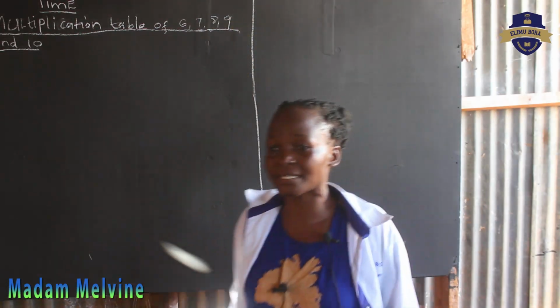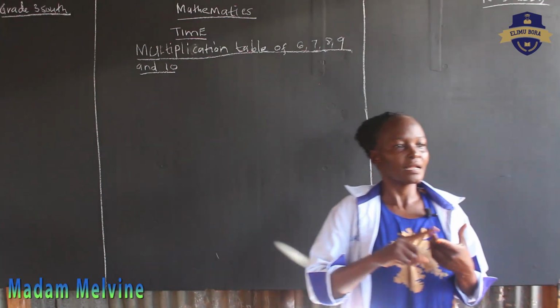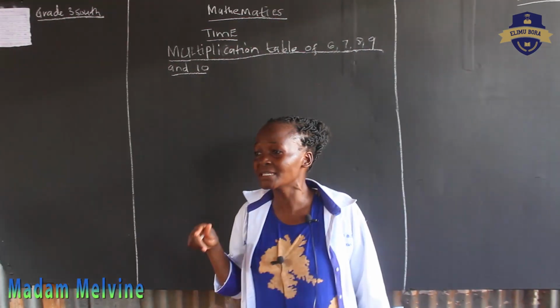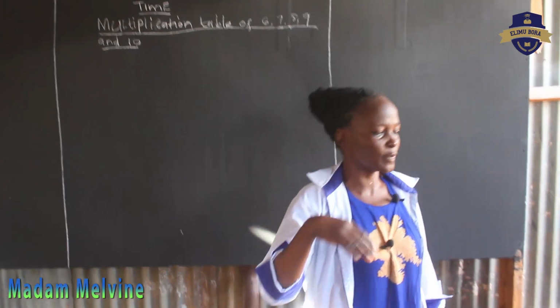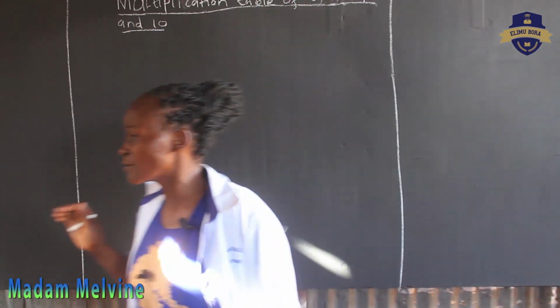Multiplication table of 6, 7, 8, 9 and 10. Multiplication means times. We are going to multiply a number by another number to give us the answer.